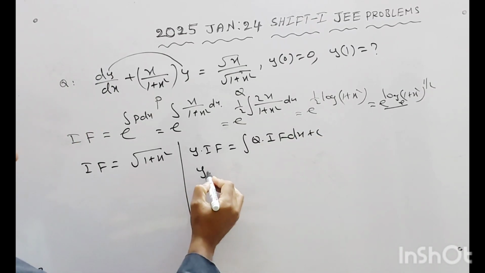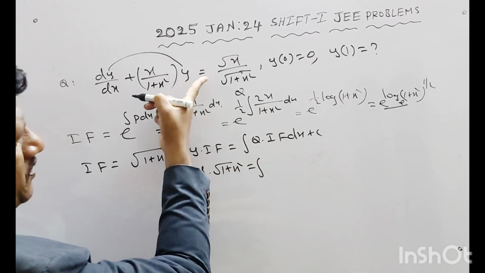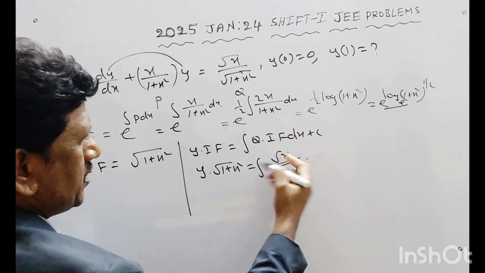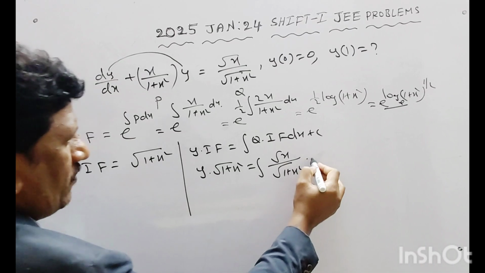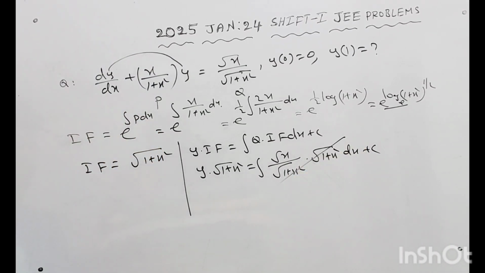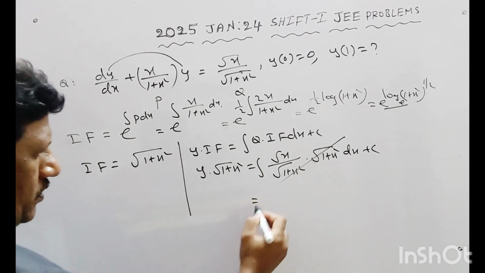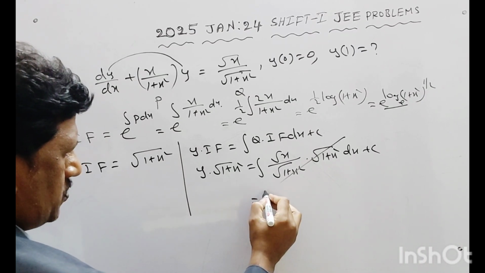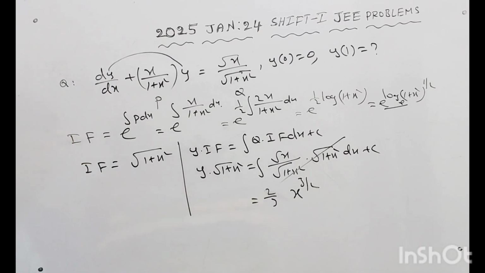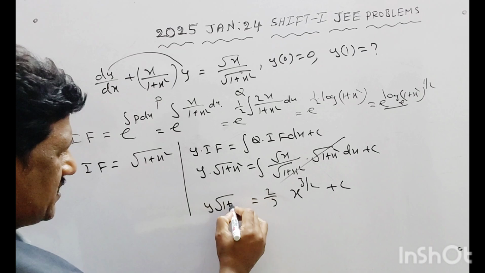Y into IF, root of 1 plus x square, is equal to integration of Q into IF, where Q is this. Q means what? Root x by root of 1 plus x square into IF. IF is root of 1 plus x square into dx plus c. Both get cancelled. So if you integrate it, we can write the root as x power 1 by 2. So here 3 by 2 will come, so 2 by 3, x to the power of 3 by 2 will come after integration, plus c. On this side, root of 1 plus x square is there.